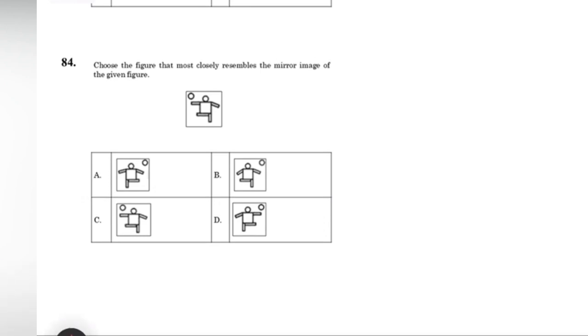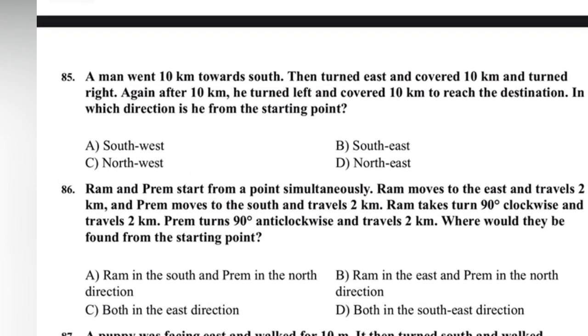Choose the figure that most closely resembles the mirror image of the given figure. So what is it? Mirror image means this must come here, and the hands like so. You can spot it out from these two things. Answer is option D. Coming to the next question.